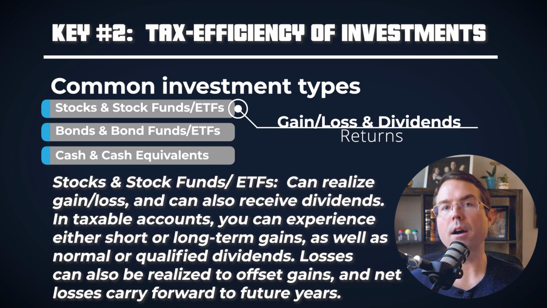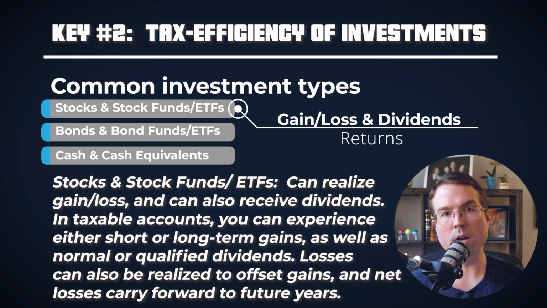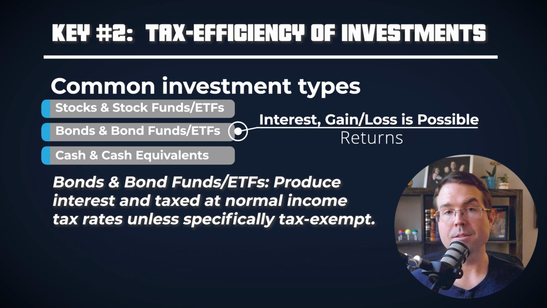With stocks and stock funds, you can realize gain and loss, and you can also receive dividends. But within those outcomes, you can experience different treatments like short or long-term gain. You can also receive normal or qualified dividends. This means you can experience different tax effects. Normally, long-term gains and qualified dividends are preferred because they can mean lower tax drag. With things like bonds, CDs, and money markets, you're receiving interest. This is going to be taxed as normal income unless they're specifically tax exempt.